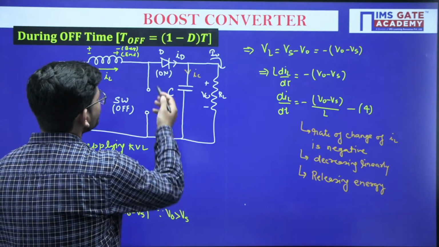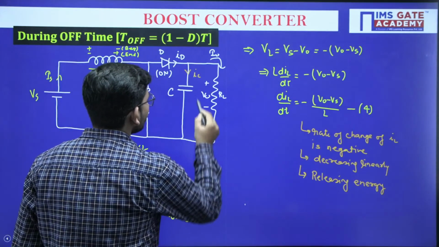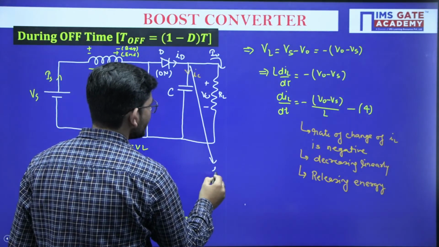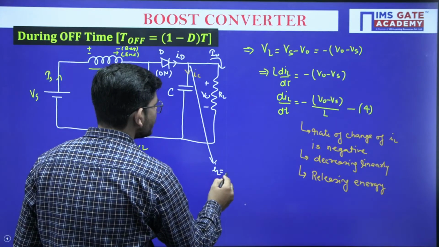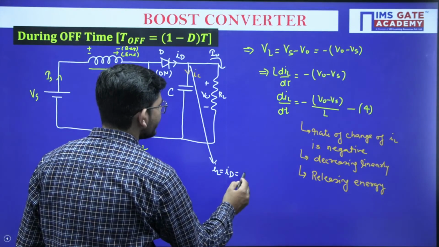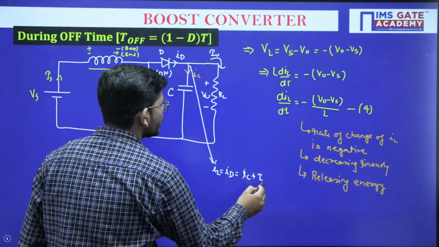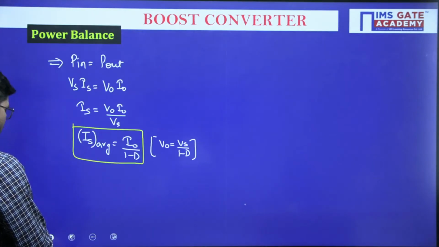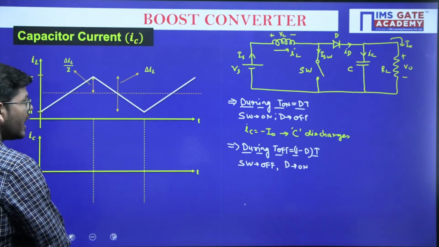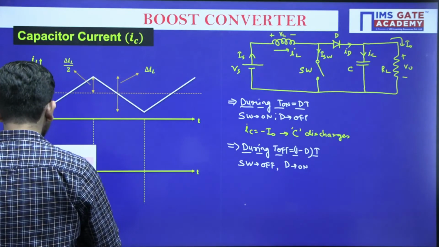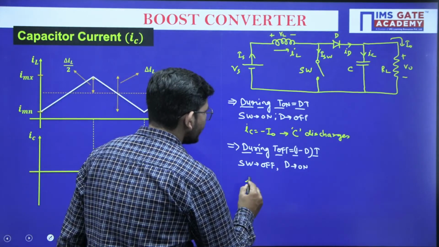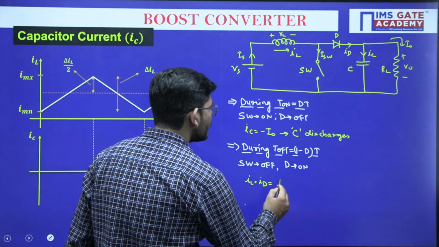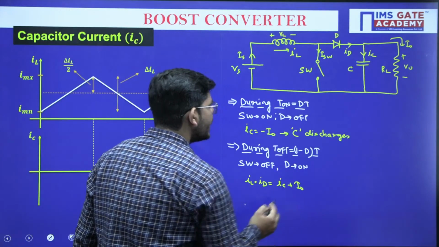So if the diode is on, then at this particular node we will have I of L, or this is also I of D. This will be equal to IC plus I naught. Yes or no? This is the equation at that point of time. So when the diode is on and the switch is off, whether it is diode current ID or inductor current, that will be equal to IC plus I naught, isn't it?